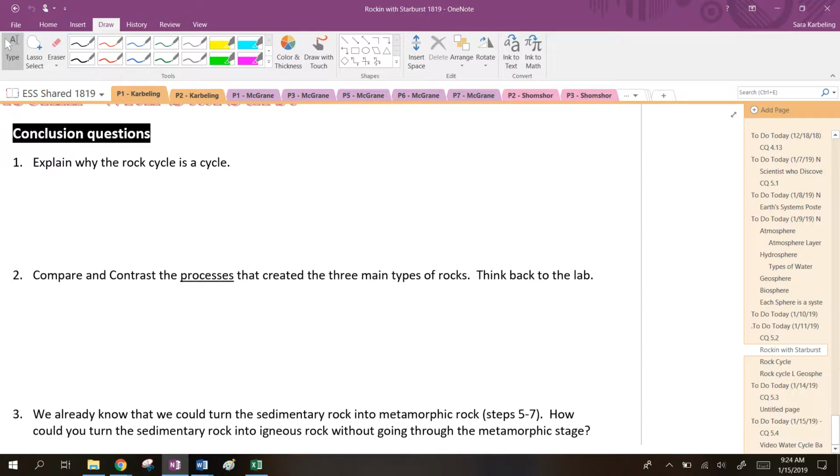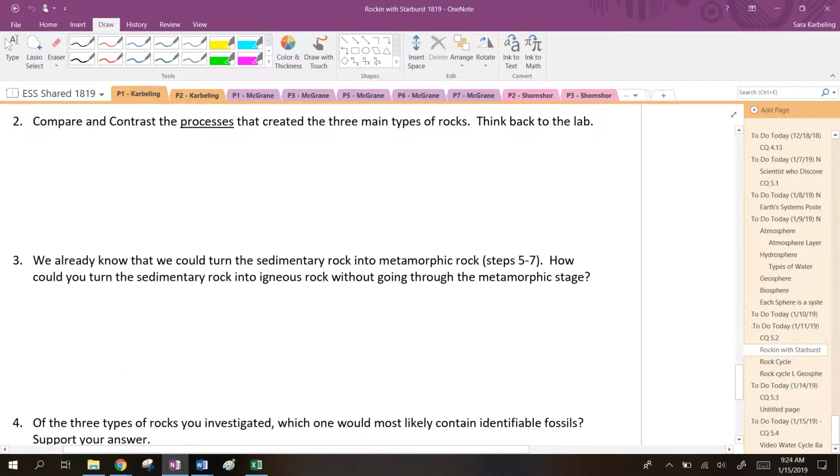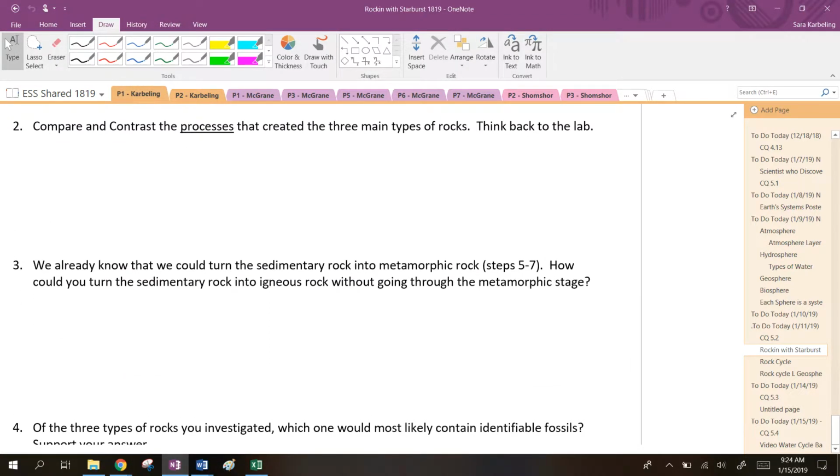David, can you explain to us why the rock cycle is a cycle? It keeps repeating itself over a long period of time. That's exactly right. It just keeps going and going and going, right? Awesome. All right, number 2 says, compare and contrast the processes that created the three main types of rocks. What are the processes that create the 3 main types of rocks? Tell me one of them.